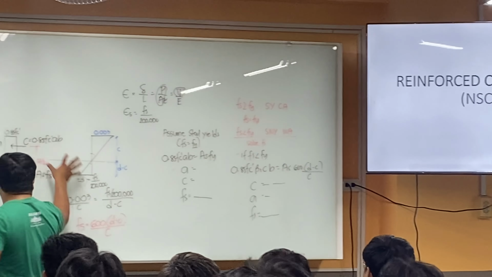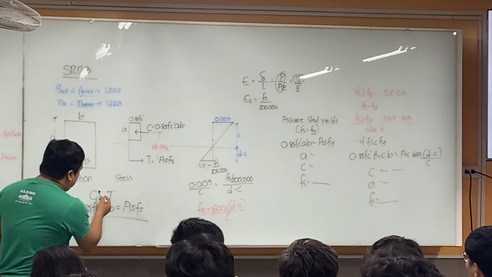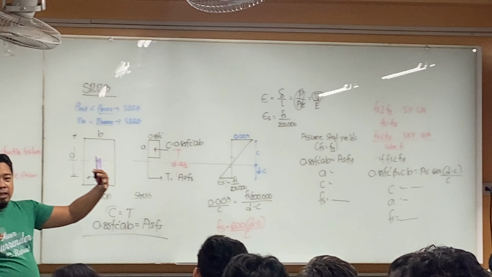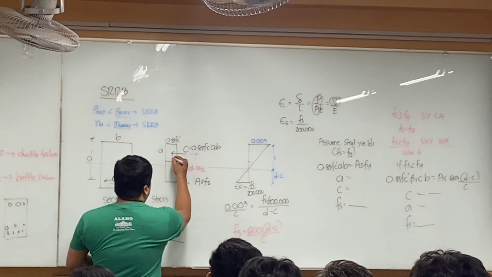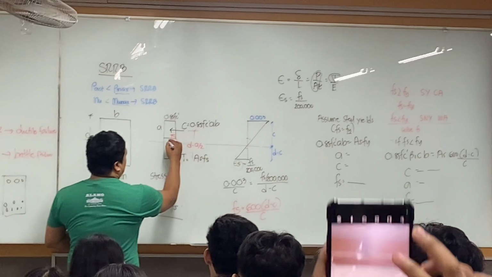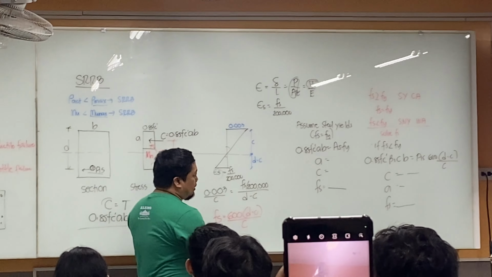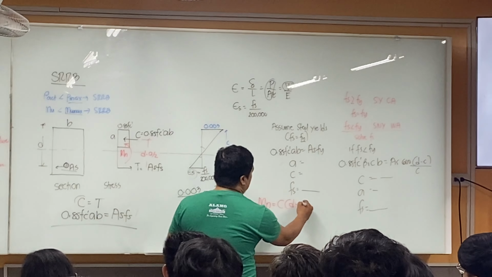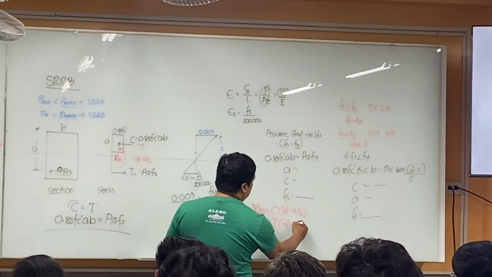Based on this one, we equate C equal to T, equal forces in different directions. What will happen? It creates a couple or moment. So there is a moment produced by these equal forces in different directions. That couple or moment is equal to C times D minus a over 2, or T times D minus a over 2.